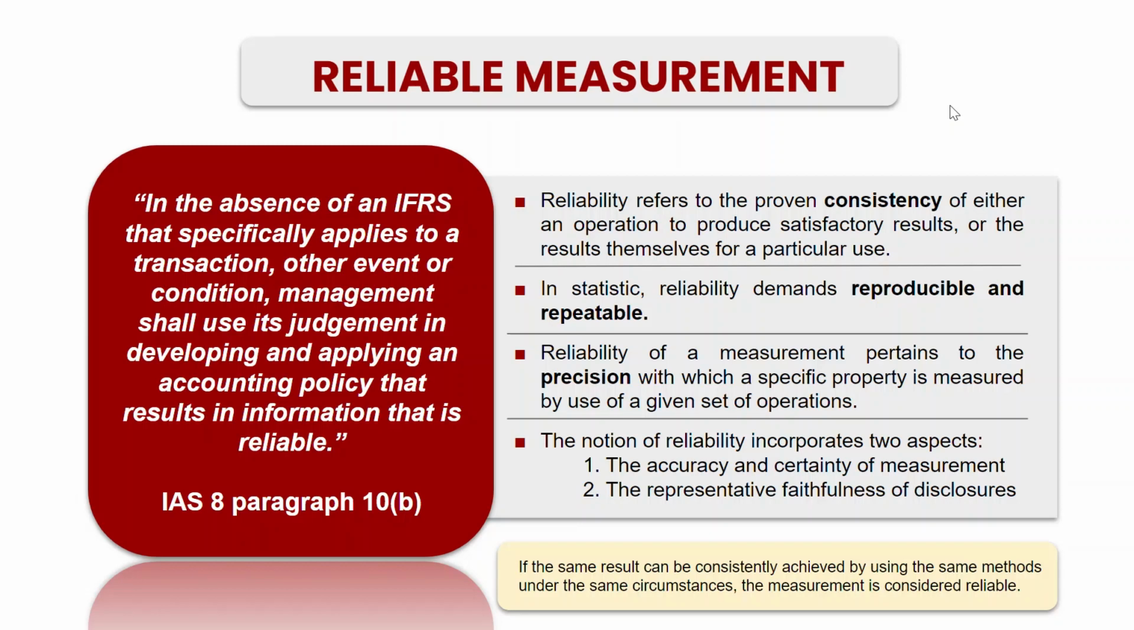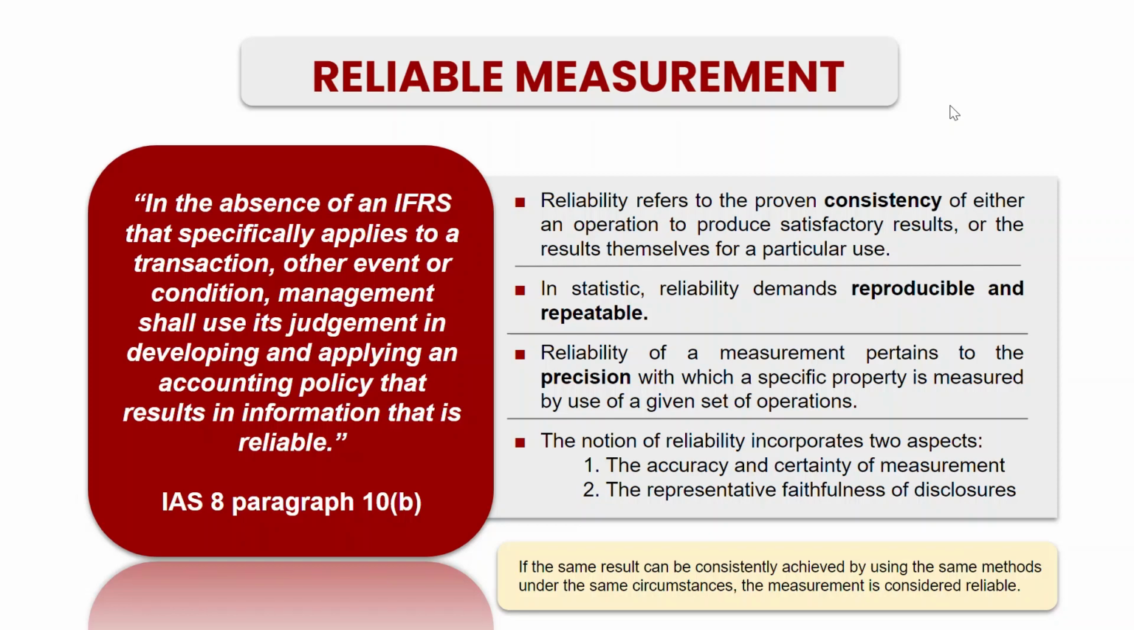So if the same result can be consistently achieved by using the same method under the same circumstances, the measurement is then considered reliable. In statistics, reliability demands reproducible and repeatable, but it also means the same thing as consistent. Reliability also pertains to the precision with which a specific property is measured. So the key takeaway here is that reliable refers to consistency, reproducibility, repeatability, and precision.